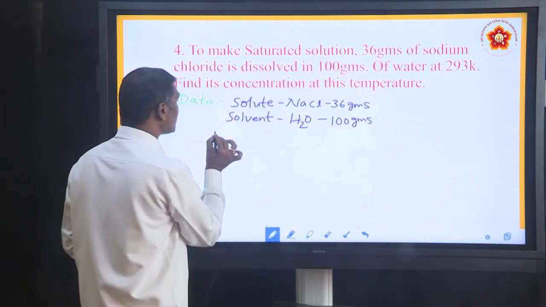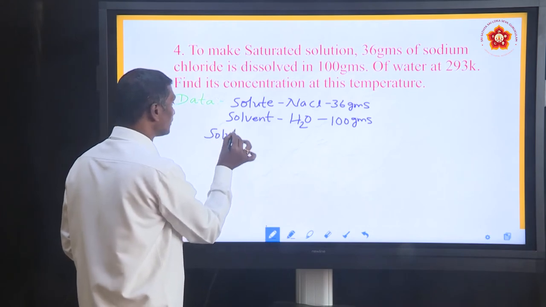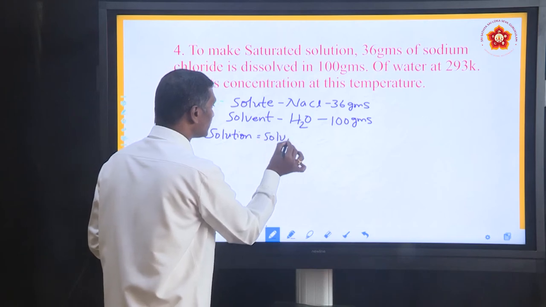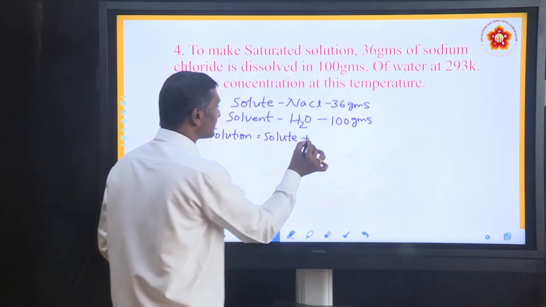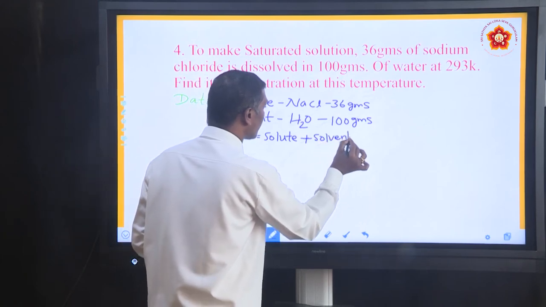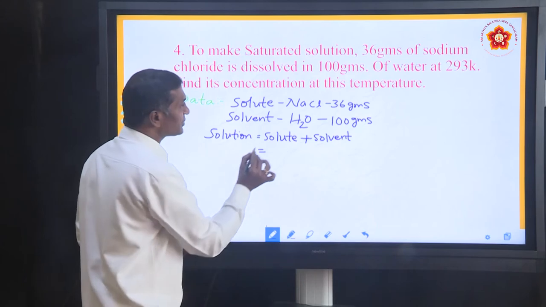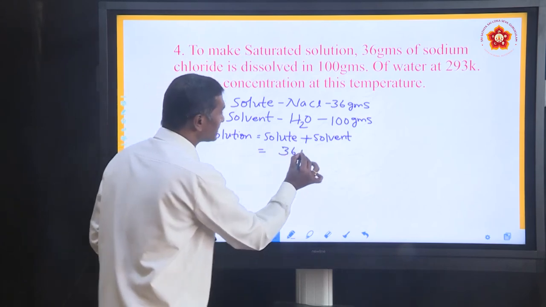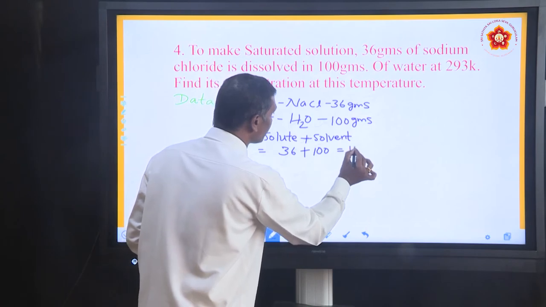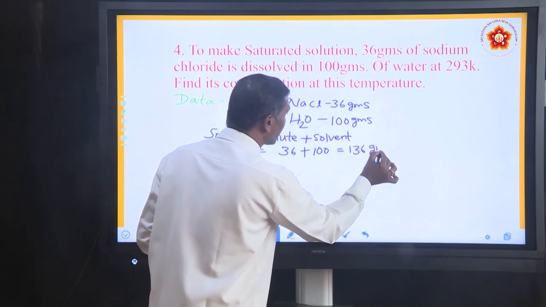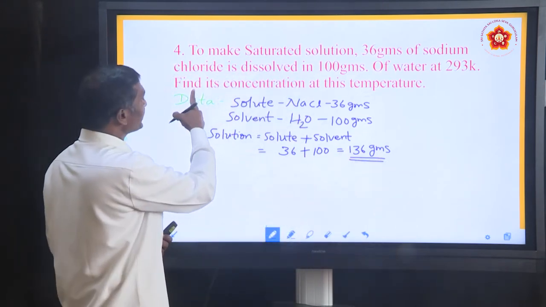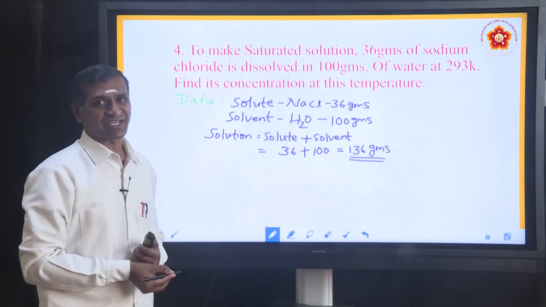Then we know solution is equal to solute plus solvent, which is equal to solute is 36 plus solvent is 100, together 136 grams. They've asked the question: find its concentration.